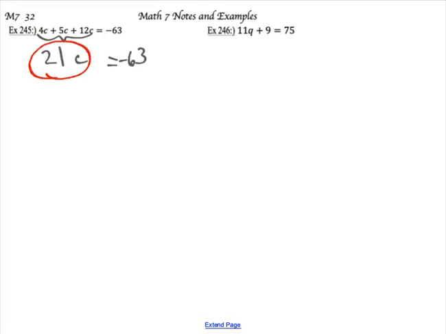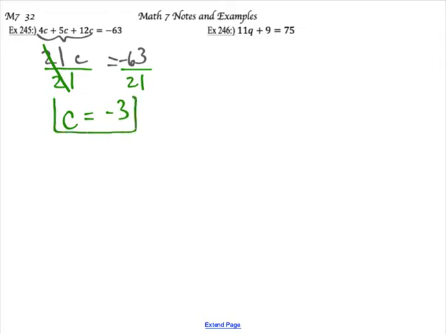Next step, isolate the variable term. Well, there's nothing that's not part of the variable term, so that step is actually already done. So we can make the coefficient equal to 1. We just need to divide both sides by 21. And we get 1c equals negative 3. So we do have our answer now.